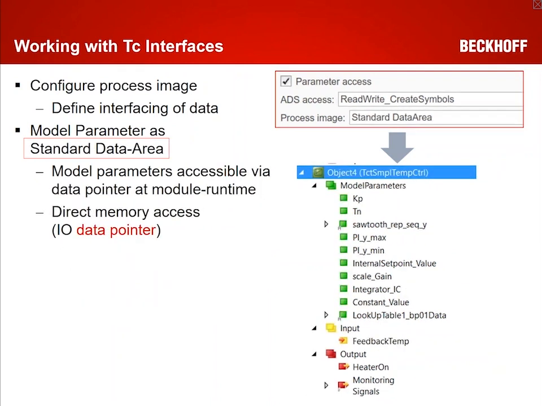What you can also do is configure the parameters as standard data area. Standard data area means that you can give access to those parameters via a data pointer of another TcCOM object, and you can access this data area at module runtime. It's also visible in the system manager, and well, it's a direct memory access over data pointers, so take care when you use data pointers at runtime that you have consistent data.